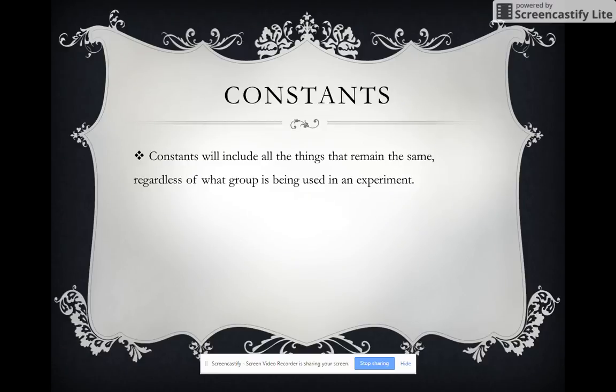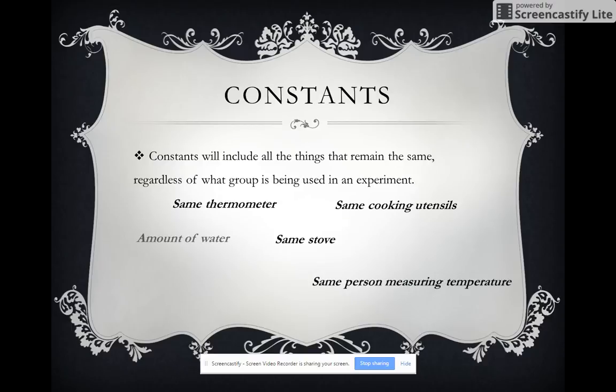And finally, the constants. The constants will include all the things that remain the same, regardless of what group is being used in the experiment. These constants can include the same thermometer, the same stove, the same person measuring the temperature, the size of the egg, the amount of water used in the pan, or however you're cooking these, and then, of course, the same cooking utensils.